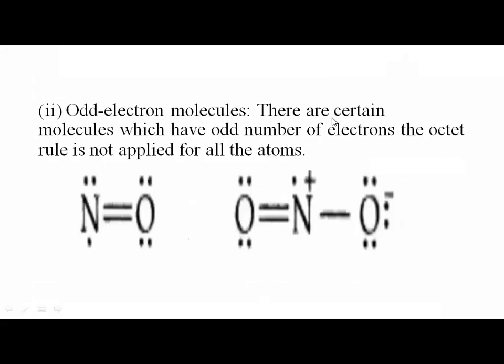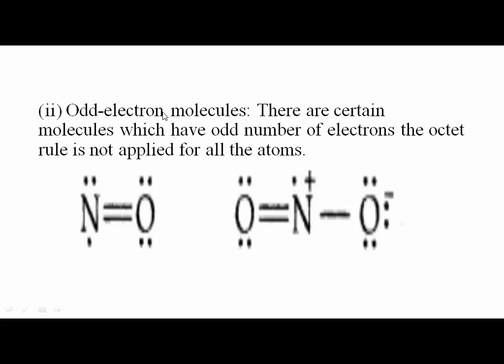Then odd electron molecules. There are certain molecules which have an odd number of electrons in the octet. Octet rule is not applied for all such atoms. They exist. For example, if you consider an ion or a molecule containing an unpaired valence electron, we call it a free radical. It will have only 1 electron. So that species disobeys the octet rule, but explanation was not given. However, they are very unstable and they tend to combine. But still such ions as free radicals exist, right? But the octet rule is not verified there.